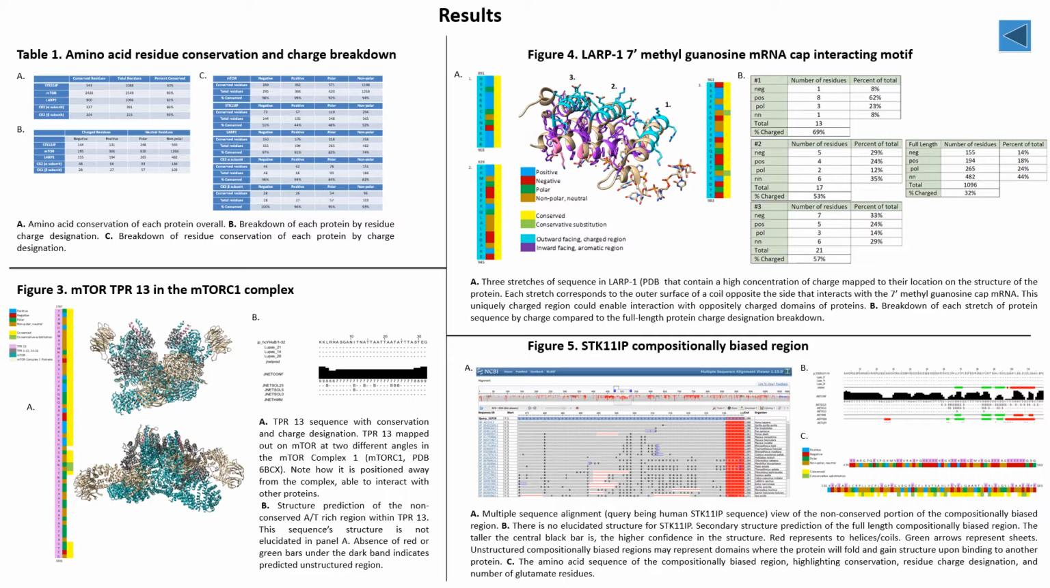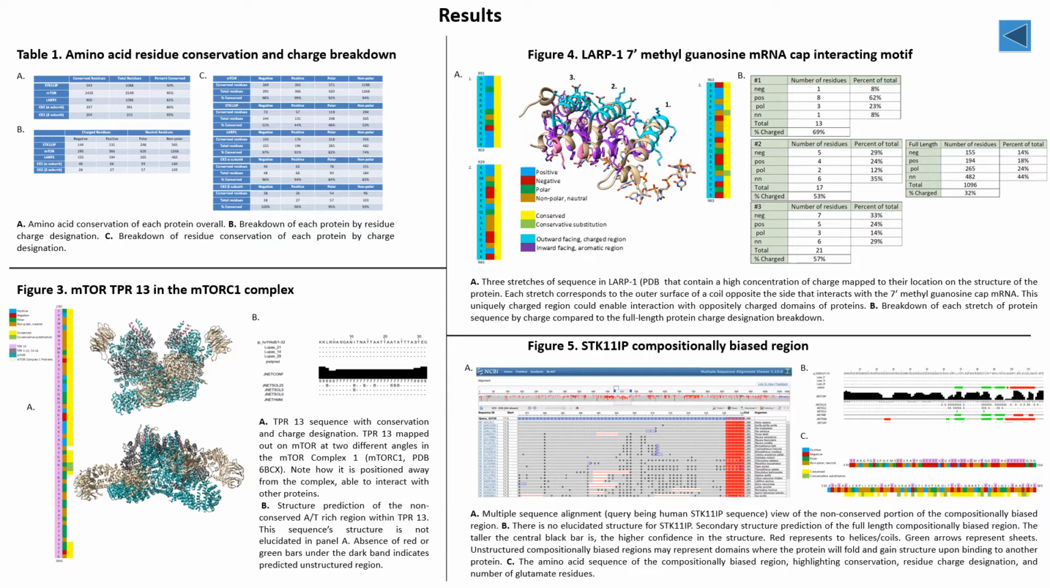Then in the bottom left we have mTOR, and there are a few domains here called tetratricopeptide repeat regions, TPRs, which are purported protein-protein interaction domains. There are 16 of them in mTOR, and you see it here in the mTORC1 complex. TPR13 is here in pink, and the connection between those two is unknown, not elucidated anyway, structure-wise.